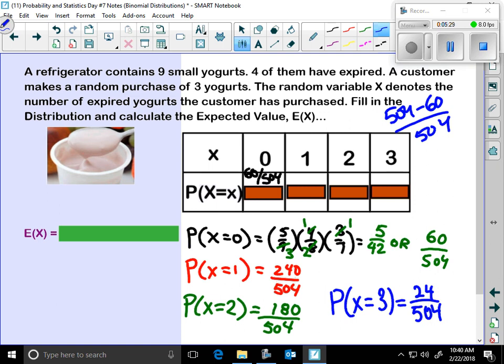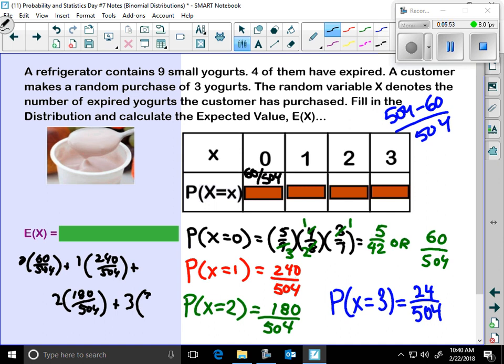Right? The expected value, it's not going to be right here, but what we would do is we'd take, like we did yesterday, 0 times 60 504ths plus 1 times 240 plus 2 times 180 plus 3 times 24. That would be our expected value.